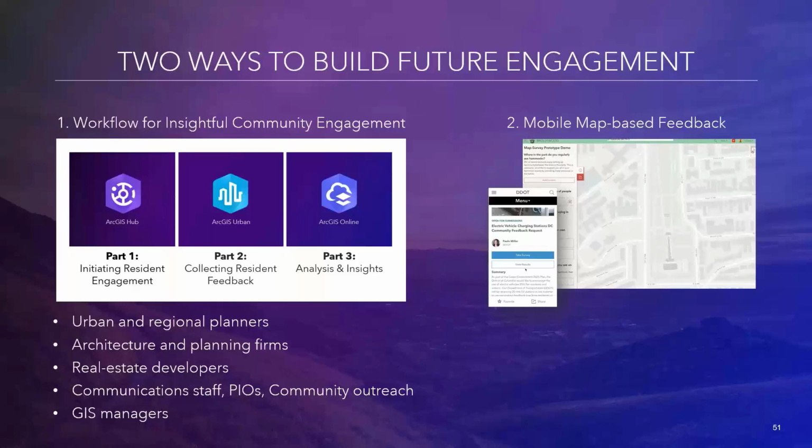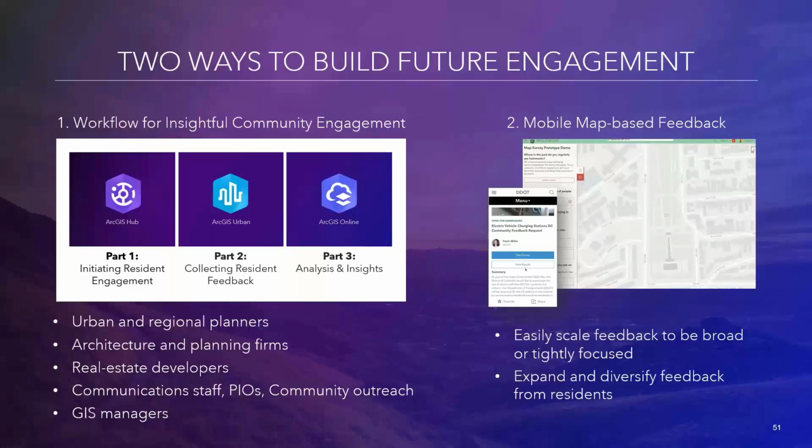The second way that will be key for really growing engagement is the mobile map-based feedback we just discussed. It's designed to be easily scaled for broad or focused feedback. And the goal is really to help expand who we get feedback from. With the mobile map-based feedback, residents will be able to engage outside of scheduled events and still have an opportunity to make their voices heard.